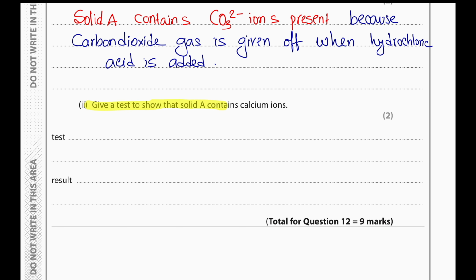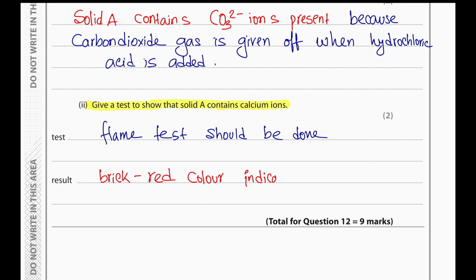Give a test to show the solid A contains calcium ion. To show calcium ion, we must do a flame test. And once we do the flame test, it will give us a brick red color showing the presence of calcium ions.